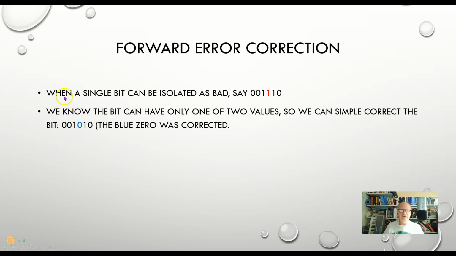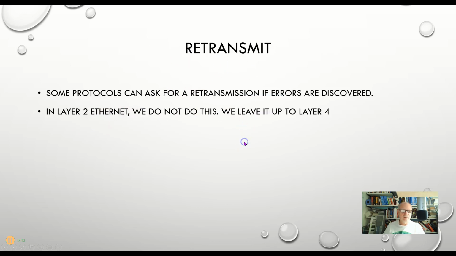The idea is that if I find an error, so let's say that here I find a bad 1 bit in here. Well, we know that there are only 2 possibilities. It can be either a 1 or a 0. So if 1 is an error, then I know that it should be 0, because that's the only other value it could be. So I can go ahead and change it to 0 here, correct it, and that we just call forward error correction. The second one is we can retransmit.